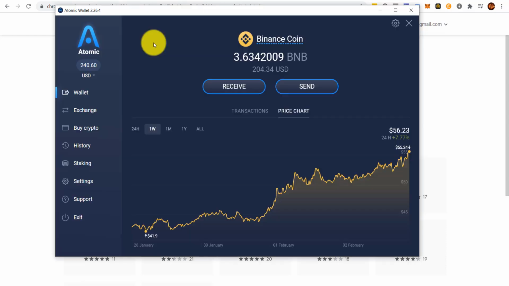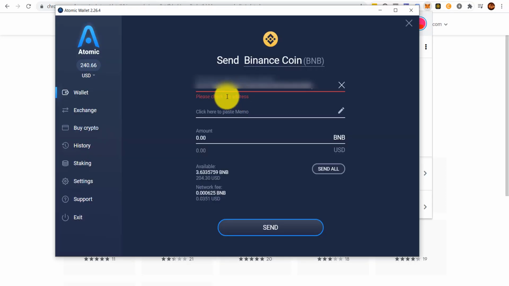For example, I have these Binance coins here. If I wanted to send them to Metamask right now, if I copied in my Metamask address, you'll see this right here. Please check the address. That's not going to work.